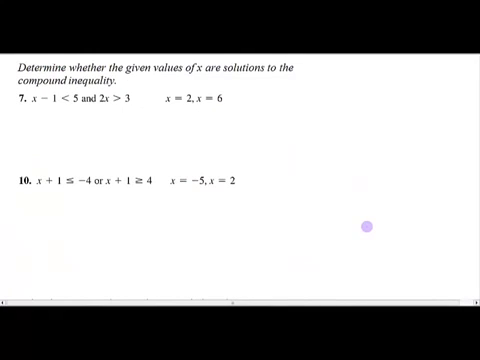Now determine whether the given values of x are solutions to the compound inequality. Let's try the number 2 first. 2 minus 1 is less than 5, and 2 times 2 is greater than 3. So 2 minus 1 is 1, is less than 5, and 2 times 2 is 4, is greater than 3.